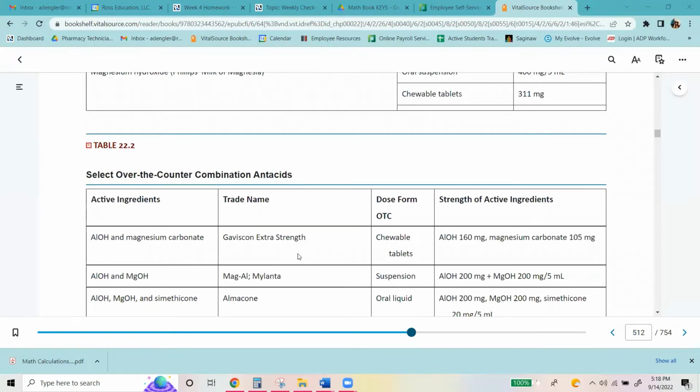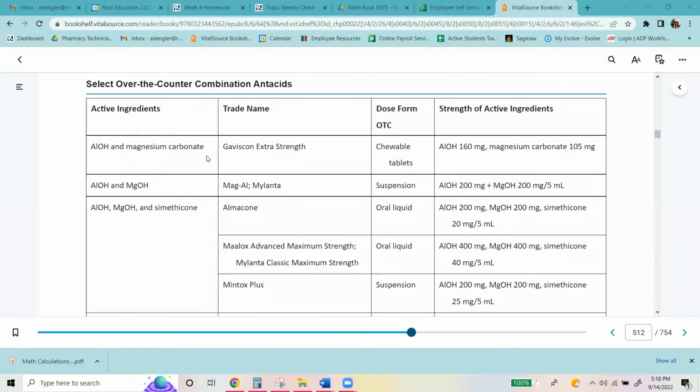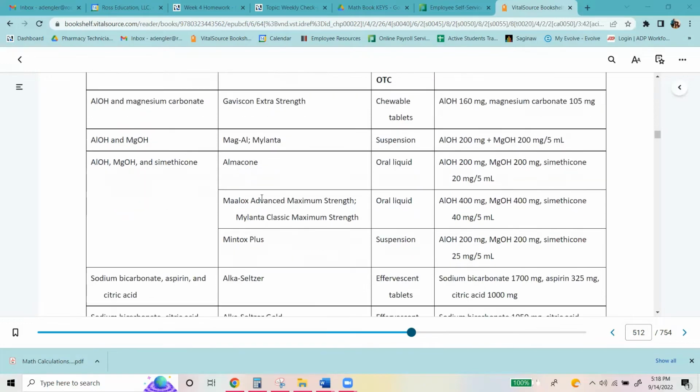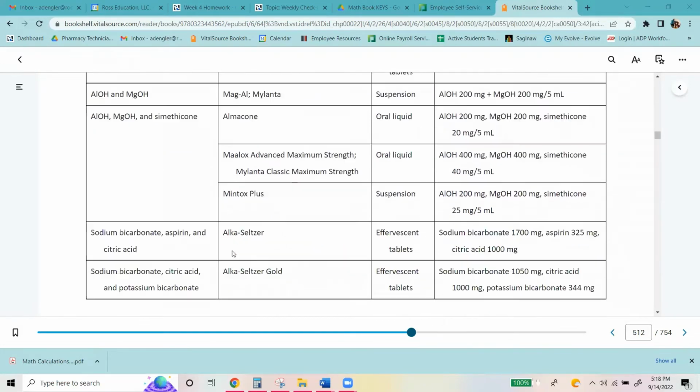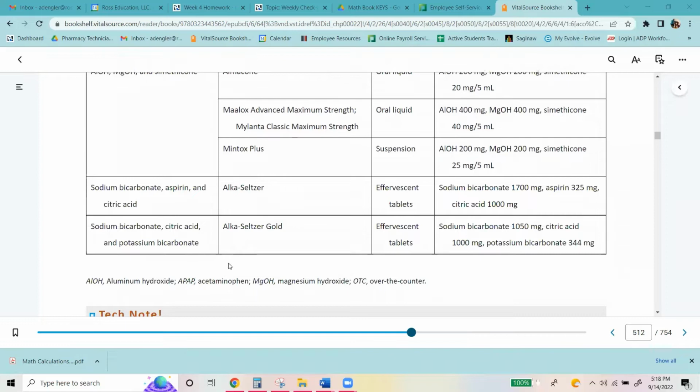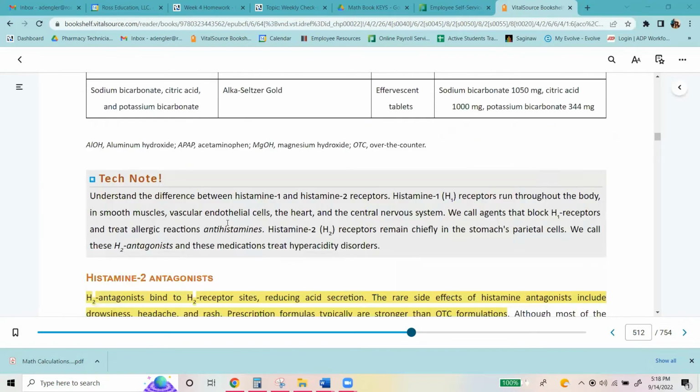We then have combination antacids, which have aluminum hydroxide and magnesium carbonate. Some even have simethicone. So like Maalox, Gaviscon, Alka-Seltzer Gold. They have sodium bicarbonate, aspirin, and citric acid. This one has sodium bicarbonate, citric acid, and potassium bicarbonate.